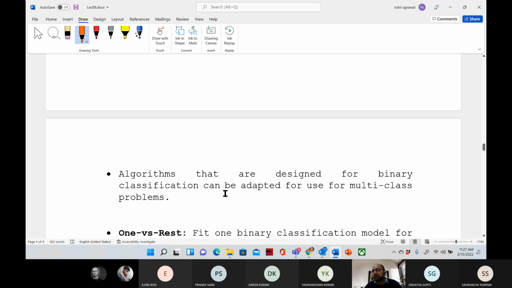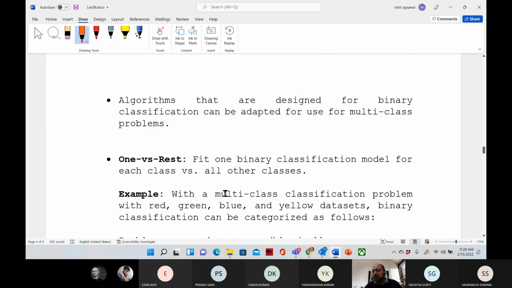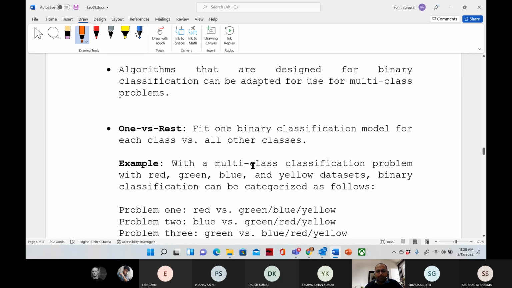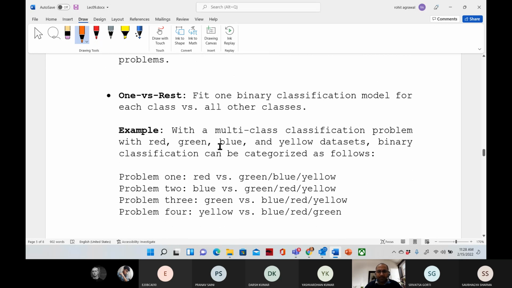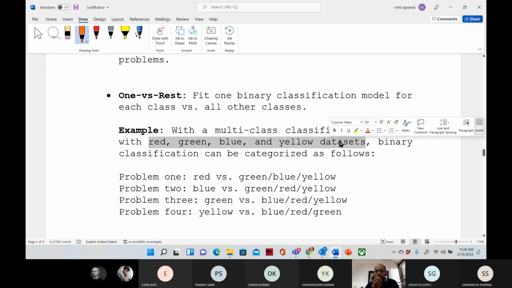This is the question here. So I'm giving you a brief idea. See here. Suppose, yeah, this is an example. Suppose you have data which has 4 color balls: red, green, blue, and yellow. And what we are going to do is build a multi-class classification model.